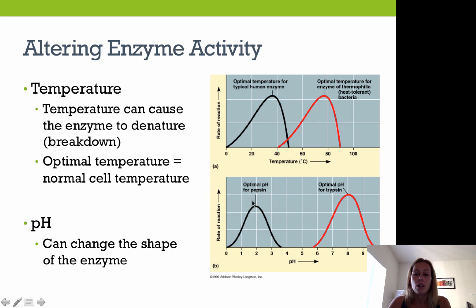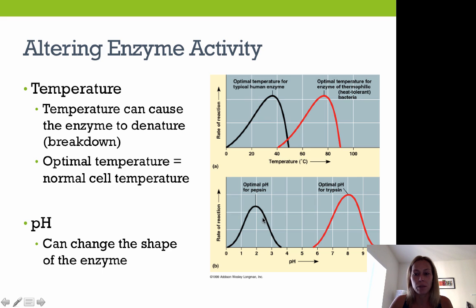Also, enzymes work at very specific pHs. The optimal pH for pepsin, an enzyme found in the stomach, is a pH of 2, which is similar to the pH of hydrochloric acid that is also found in the stomach. Now, if we were to change the pH of the stomach to, let's say, a pH of 8, pepsin would no longer function. The reason is that the active site of the enzyme would change shape, the substrates wouldn't be able to bind to the active site, and we wouldn't be able to catalyze a reaction anymore.